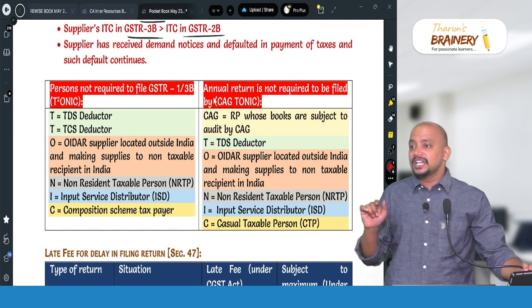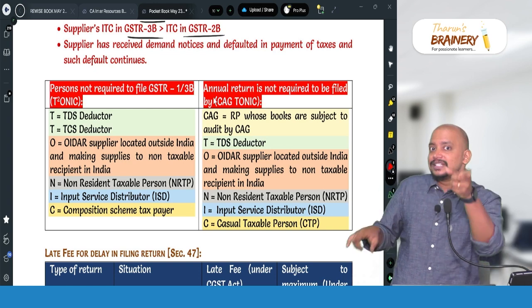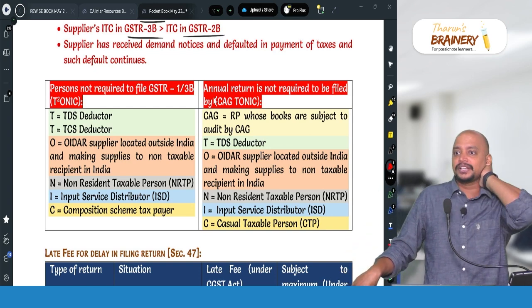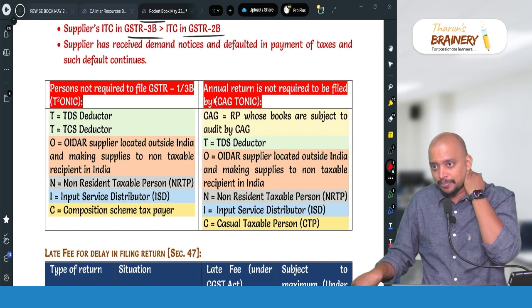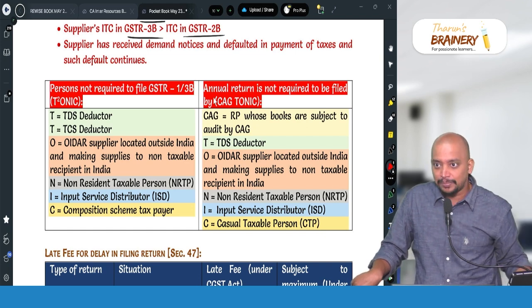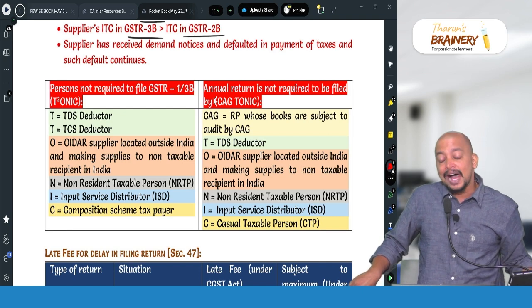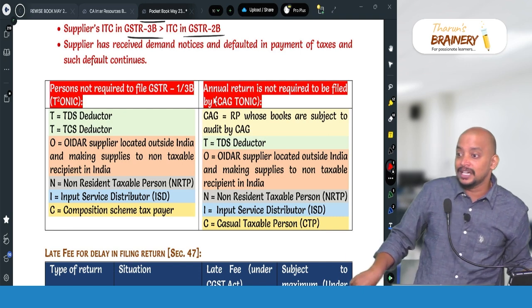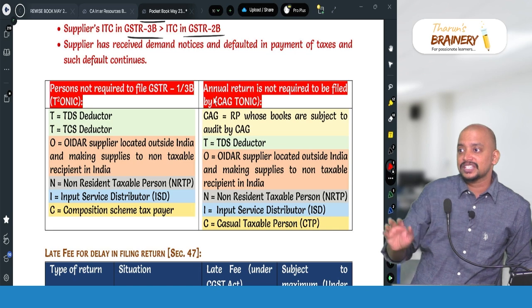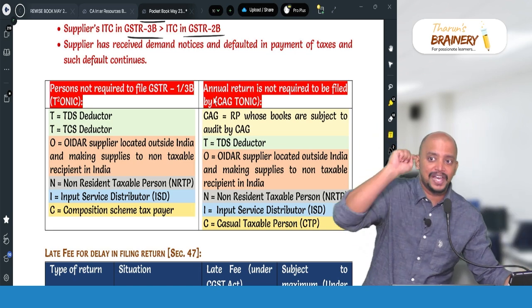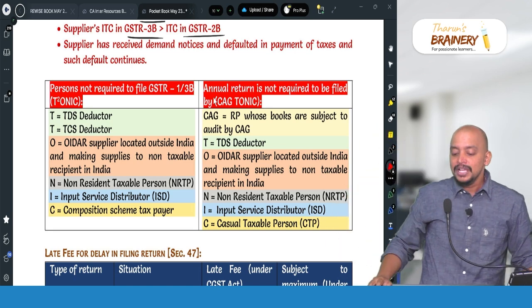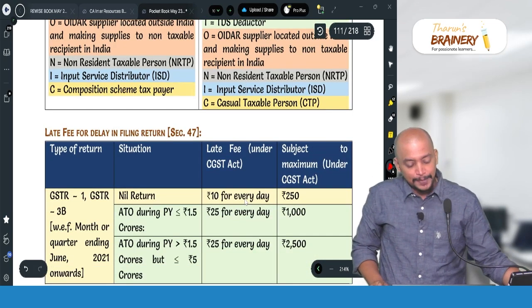And tonic, T for TDS, not TCS, because TCS is e-commerce operator, they are required to file GSTR 9B. O for OIDR supplier, and N for non-resident taxable person. I is input service distributor. C is not composition scheme, because composition scheme is required to file annual return GSTR 4. It is casual taxable person.